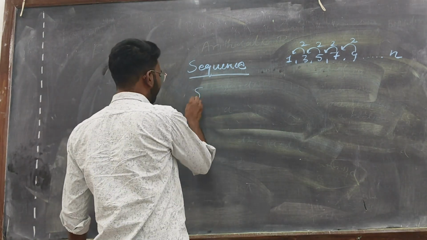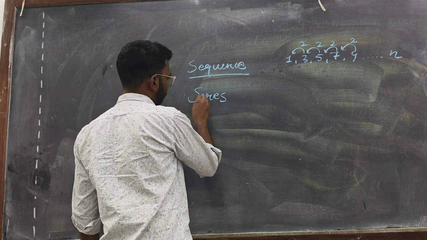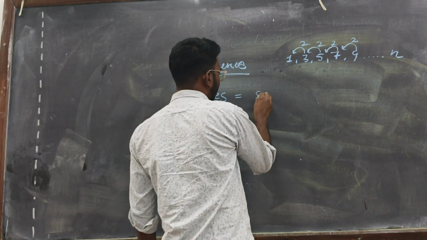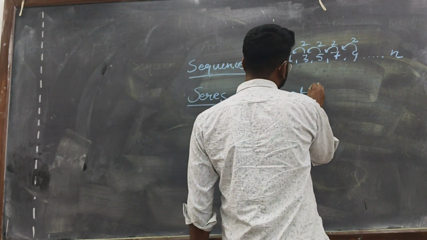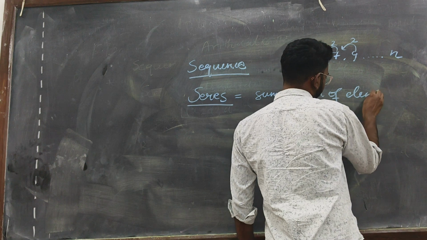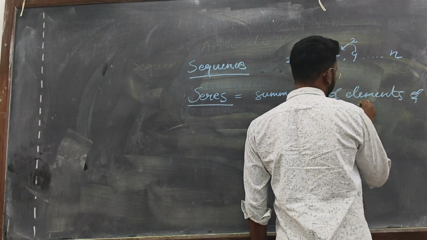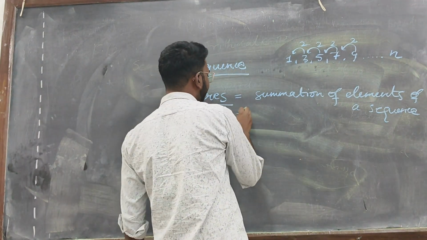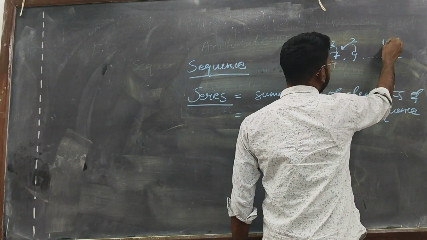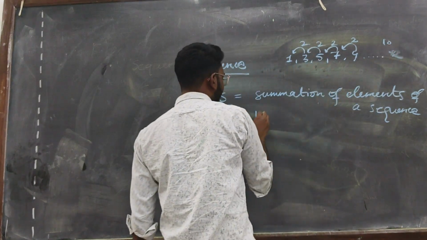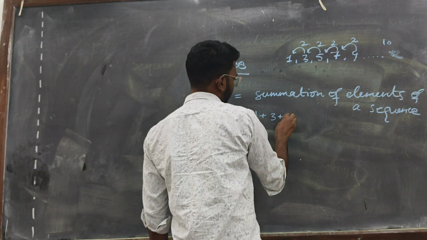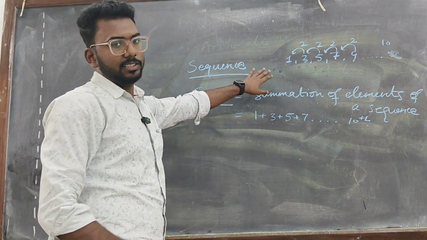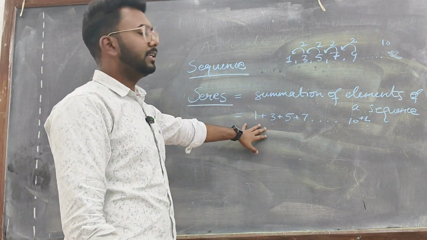Now we will see what is a series. A series is nothing but the summation of the elements of a sequence. Like if we see this sequence and add the terms, say up to 10 terms, then we will get a series of 10 terms. So just the summation of the elements of a sequence will give you a series.